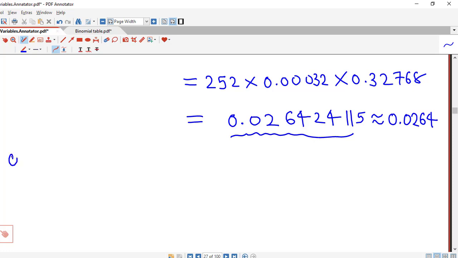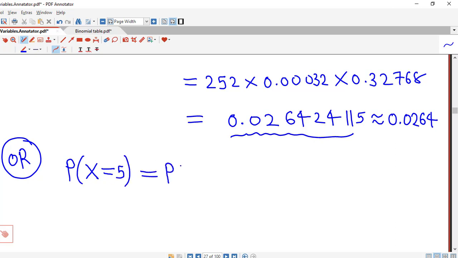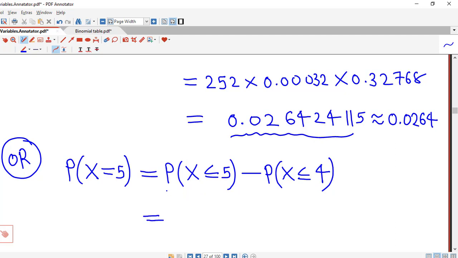And if you are not interested in using this probability mass function, you can directly use cumulative binomial tables to find out this probability. Okay, we can write probability of x equal to 5 as probability that x is less than or equal to 5 minus probability that x is less than or equal to 4. Now using the cumulative binomial probability table we can find out these two values.